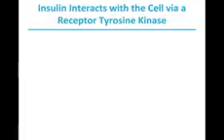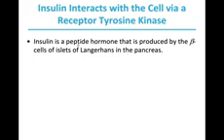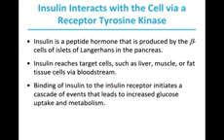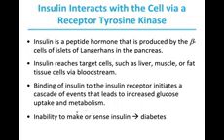Insulin interacts with the cell via a receptor tyrosine kinase. Insulin, as you may know, is a peptide hormone that is produced by the beta cells of islets of Langerhans in the pancreas. Insulin reaches target cells such as liver, muscle, or fat tissue cells via the bloodstream. Binding of insulin to the insulin receptor initiates a cascade of events that leads to increased glucose uptake and metabolism. The inability to make or sense insulin can lead to diabetes, specifically type 2 diabetes.